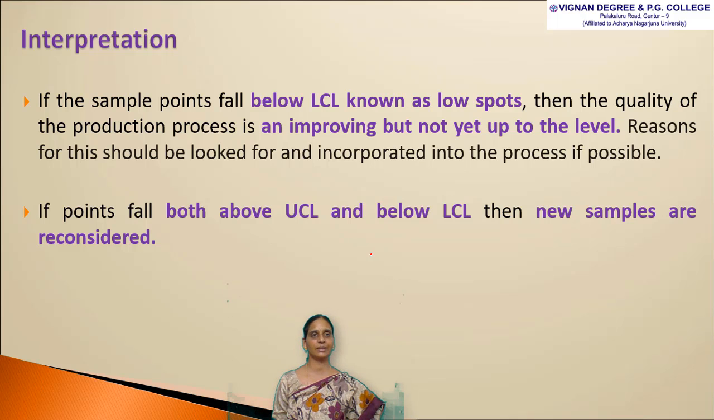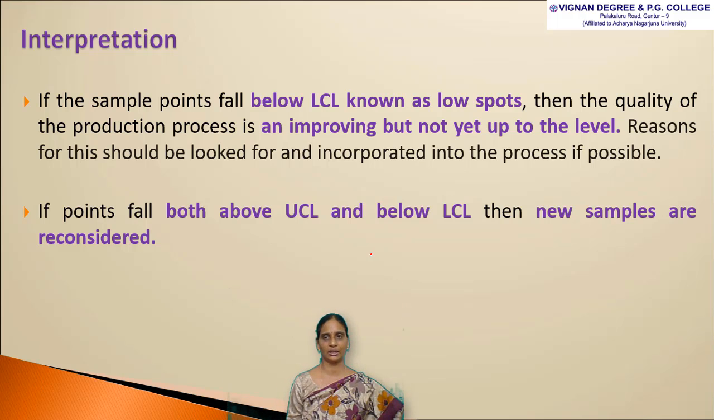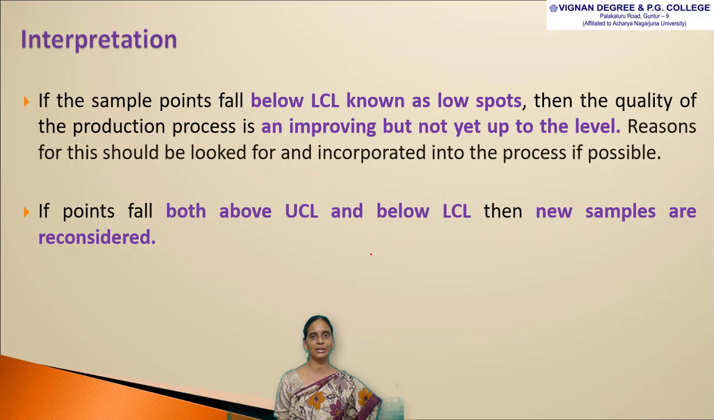And in the second point, if the sample points fall below the LCL line, those points are known as low spots. That means the quality of the production process is improving, but not up to the required level. Reasons for this kind of low spots should be looked for and incorporated into the process if possible. And the next point is, if the points fall both above UCL and below LCL, then new samples are reconsidered.